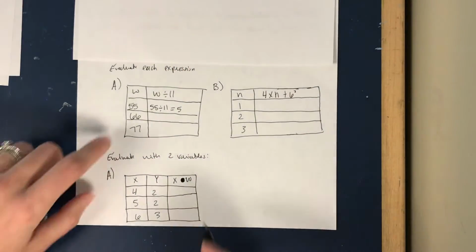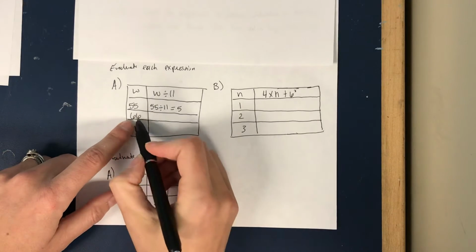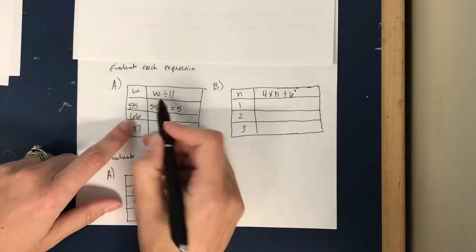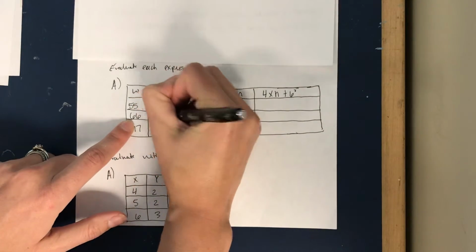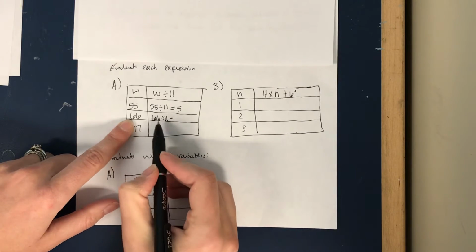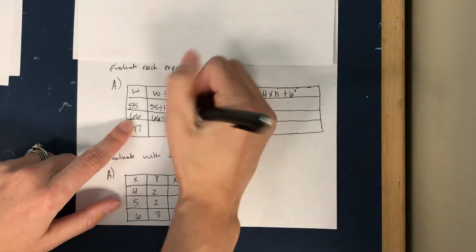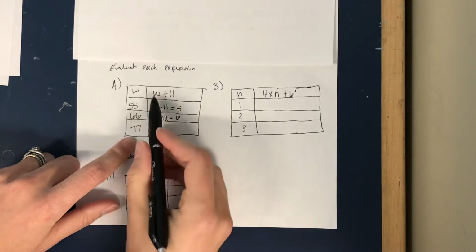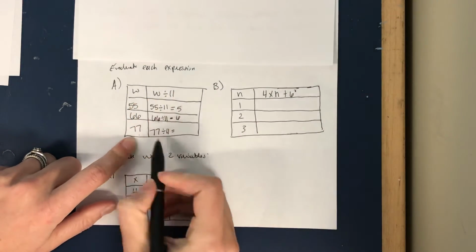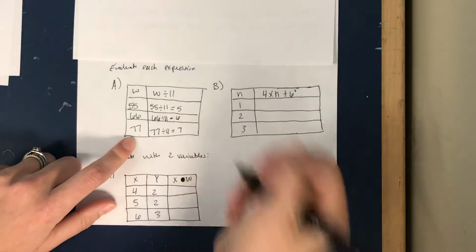Same thing with the number 66. If w equals 66, what does this expression equal? Plug in 66 for w, and then it becomes a simple division problem. 66 divided by 11 is just 6. 77, w equals 77. All right, 77 divided by 11 is 7.